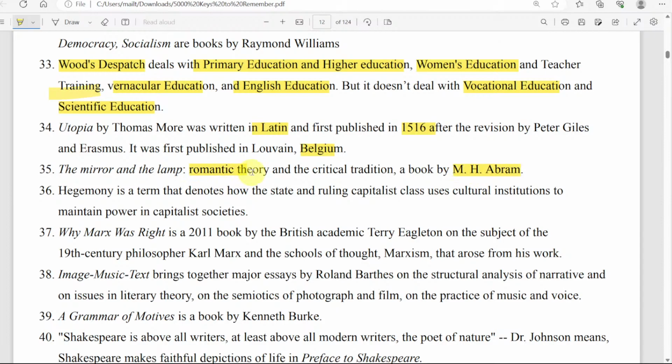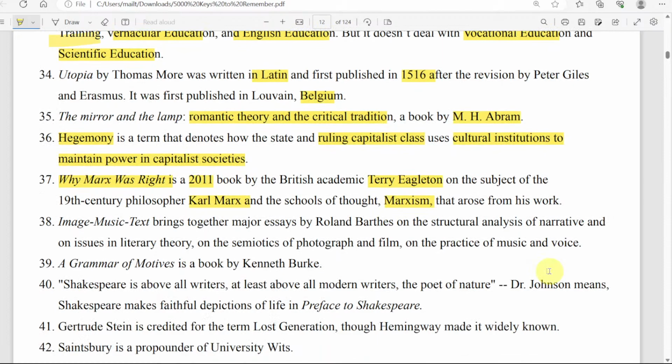Hegemony, on the other hand, is a term that denotes the state of the ruling capitalist class. Hegemony is like the capital, the cultural capital in simple words, you can define it. The cultural institutions maintain power in capitalist society. Why Marx Was Right is a 2011 book by British academic Terry Eagleton on the subject of the 19th century philosopher Karl Marx and the school of thought Marxism that arose from his work.